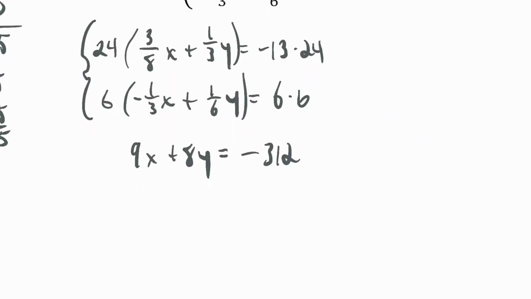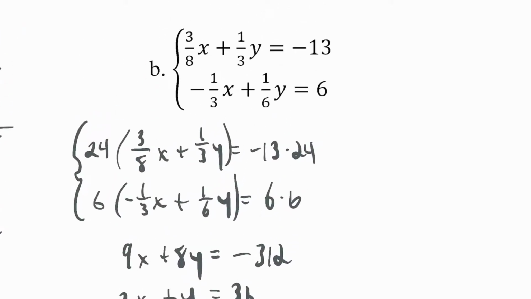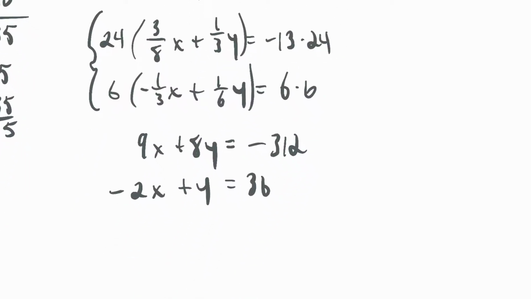So the next row, when I distribute the 6 here, I'll have negative 2x. And then when I distribute the 6 here, I'll just have plus y equals 36. Okay. So now I can do my elimination. And I think probably I want to eliminate y first. So I'm going to multiply the bottom row by 8.